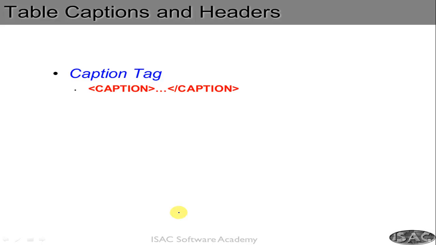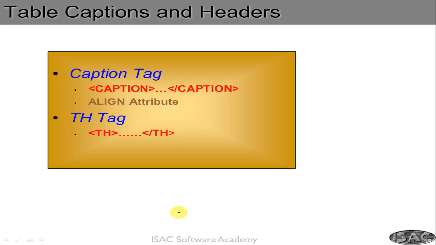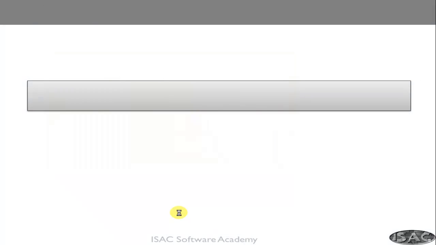Now there is a concept called the caption tag, and that is used for giving a caption to your table. Caption means providing some details about your table, and that's it. Now that completes the images, lists, links and tables session. The next session which we will discuss is called frames.